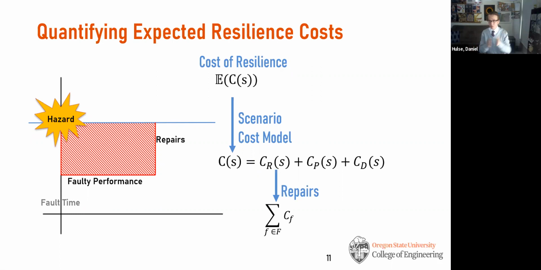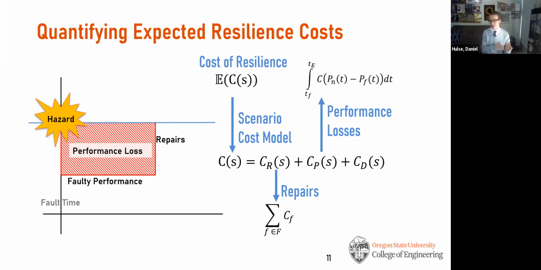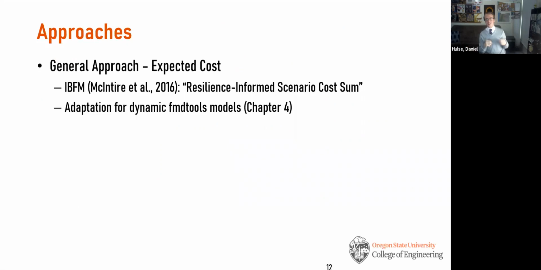The first being repairs, being, at some point you might fix the system and get it back to nominal. That will probably cost something. And then there are performance losses, which is in the time between it failing and you repairing the system. It probably has some faulty performance curve that you want to quantify the cost of. And then finally, just the hazard occurring might also result in some sort of disruption of the system that you want to give some sort of cost to. So this is the general form of what you might use for an expected cost of resilience function.